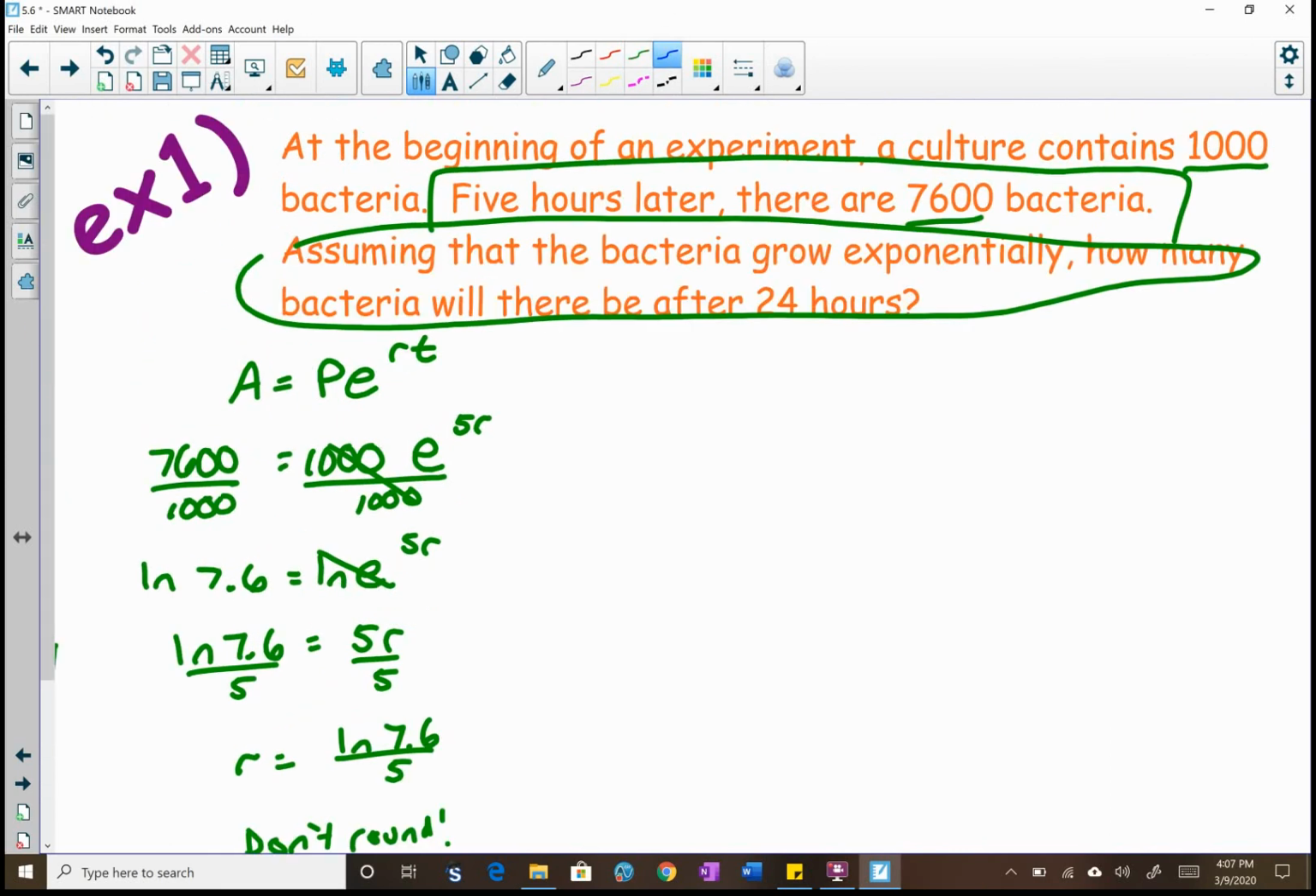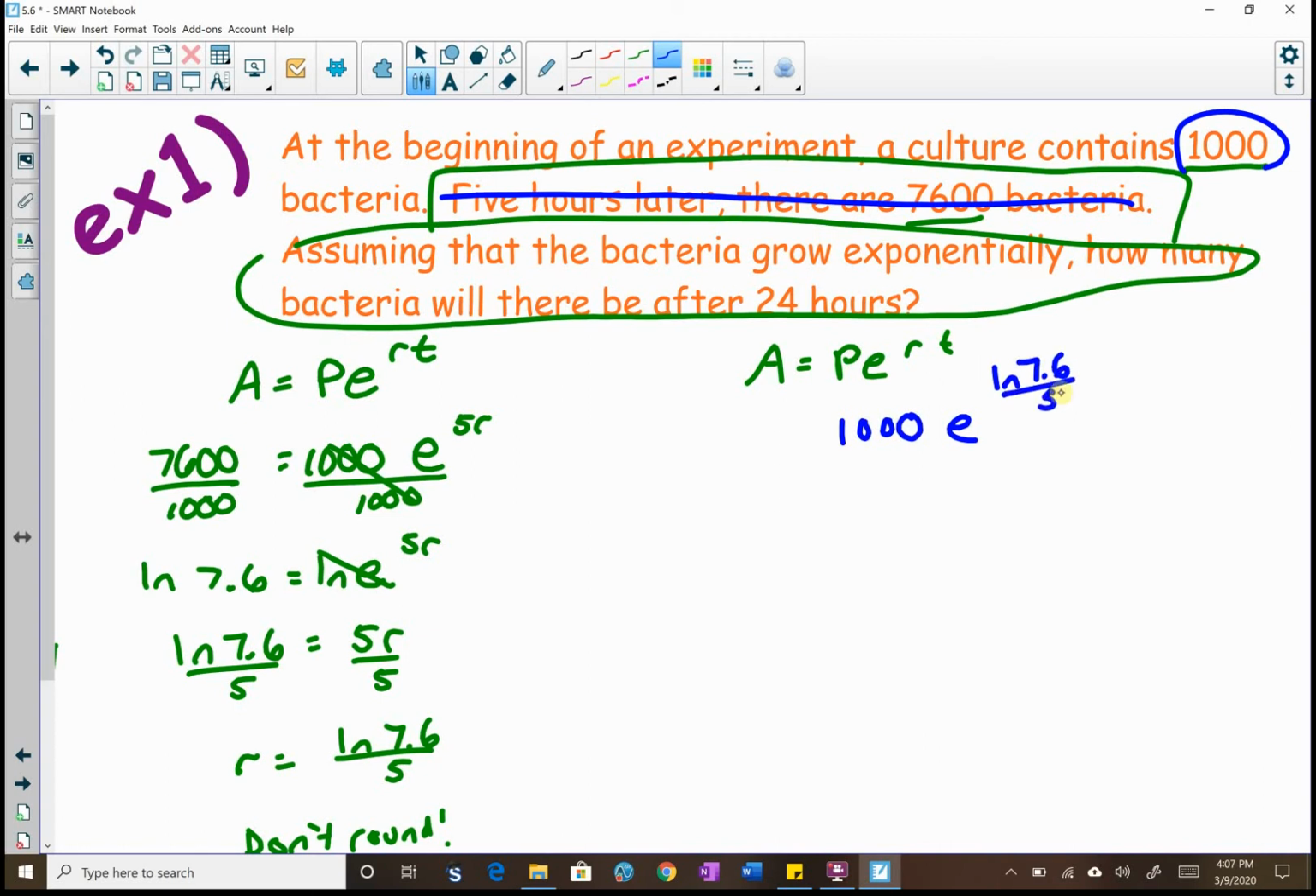Okay, now let's answer the question. I'm going to start all over. A is P e to the RT. Let me get a different color here. Okay, that was used to find the rate. I'm done with it. Now my initial is still the same, so I still have 1,000. That doesn't change. But now I know what R is. R is the natural log of 7.6 over 5. And then they want to know how many will there be after 24 hours. I'm going to plug 24 in for T. So I'm trying to find A.